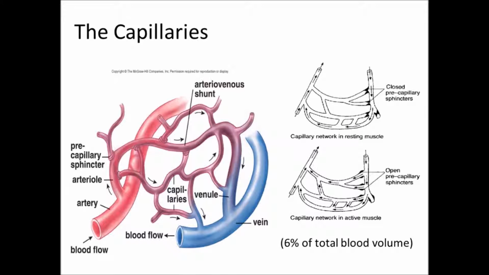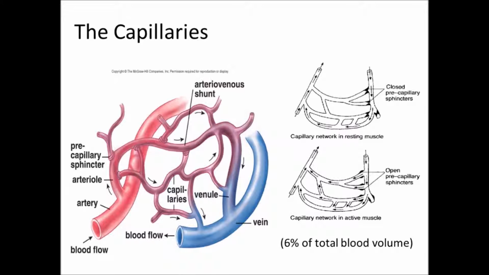A network of capillaries in a particular area is called a capillary bed, and there could be 10 to 100 capillaries per bed. We can see in the image that the precapillary sphincter controls blood flow from the arterioles into the capillary bed. These operate like valves, and when the valves contract, the capillary beds are shut off, and when they relax, the capillary beds are opened.